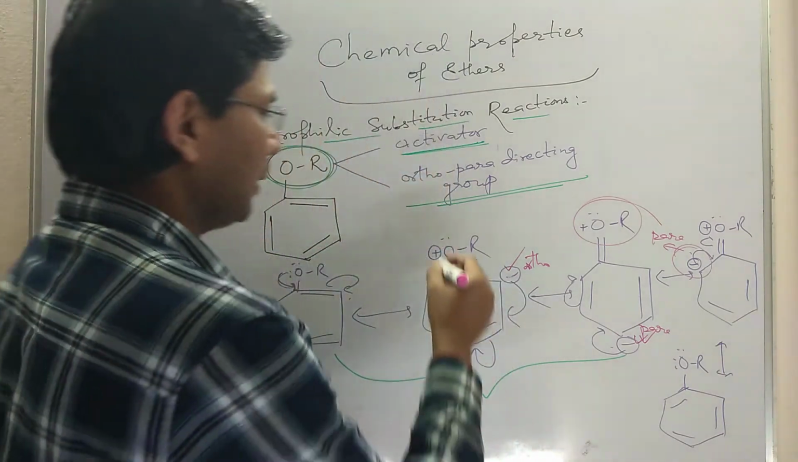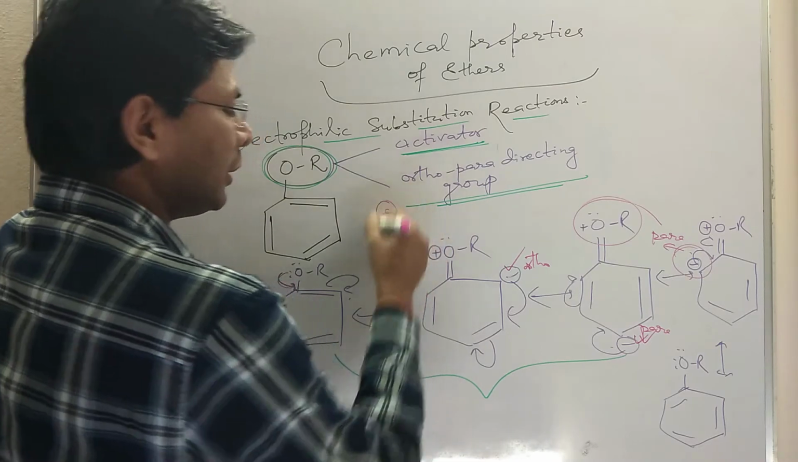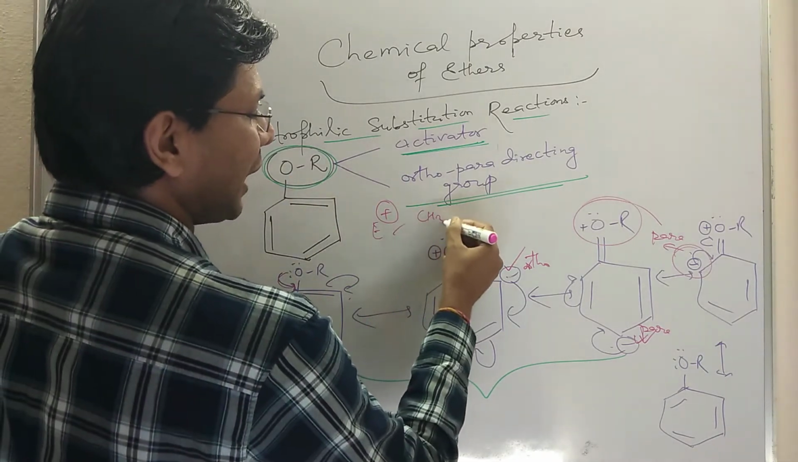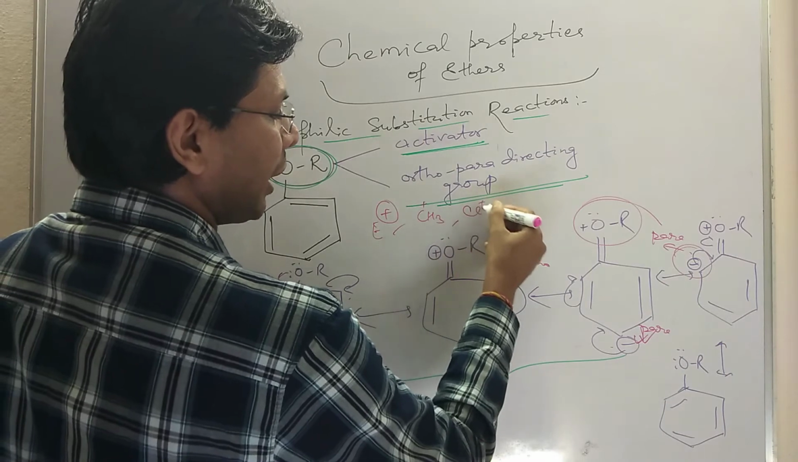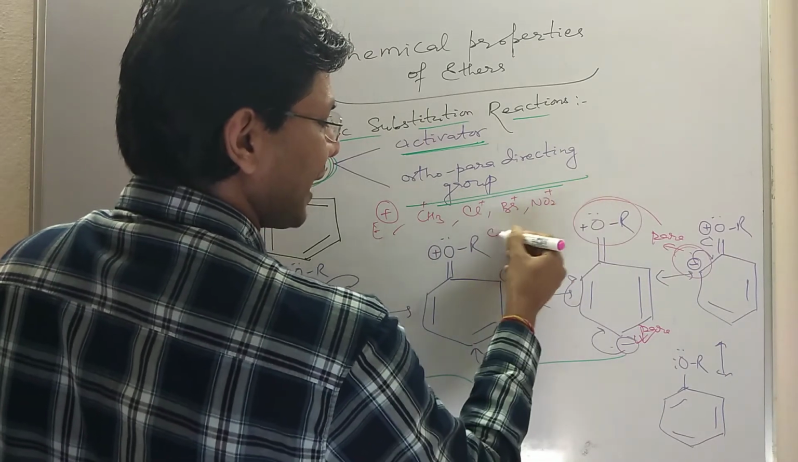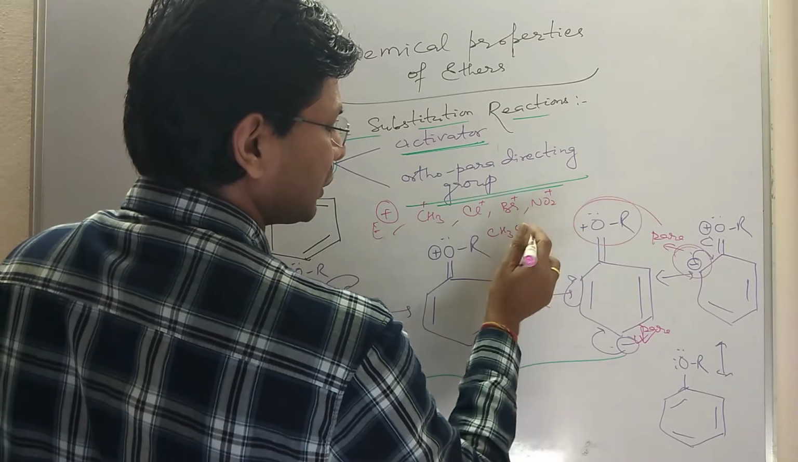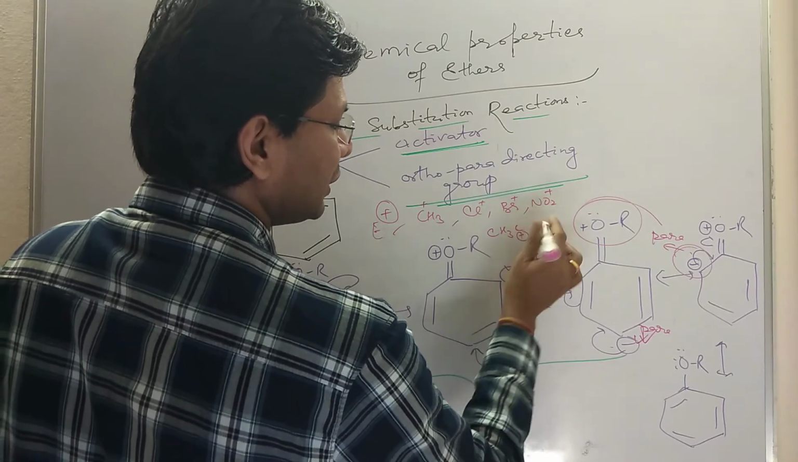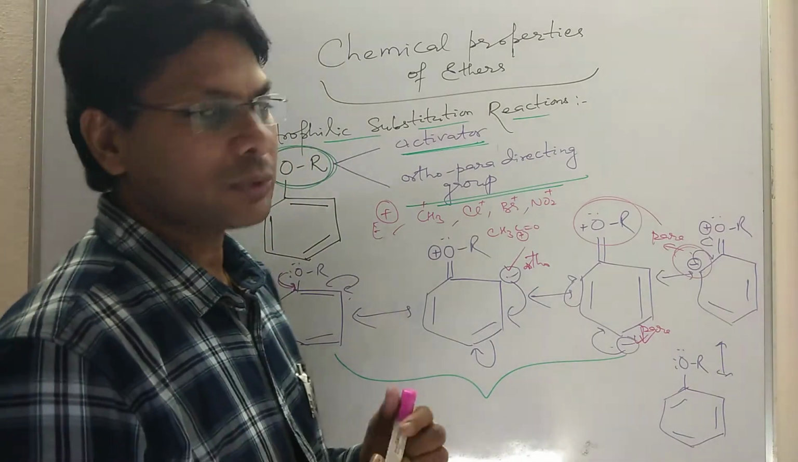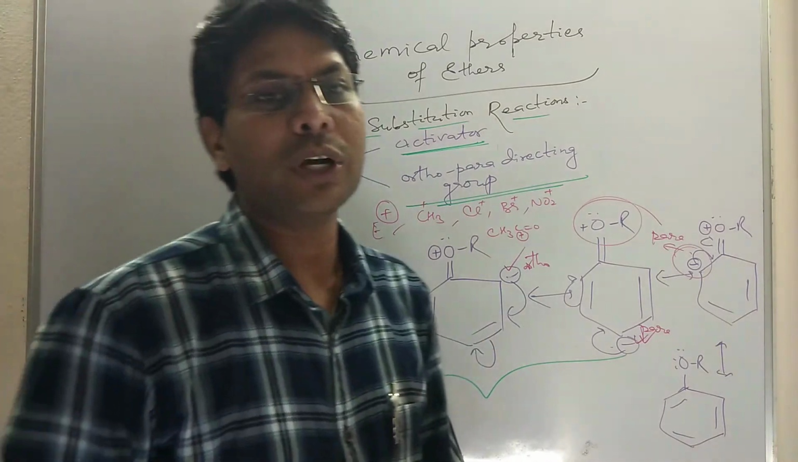So the electrophile that we will use in electrophilic substitution reaction can be a methyl carbocation, a chloronium ion, a bromonium ion, a nitronium ion, or an acylium ion, CH3 C double bond O plus. So these are the electrophiles that generally attack during electrophilic substitution reaction. So it will form a substituted product.